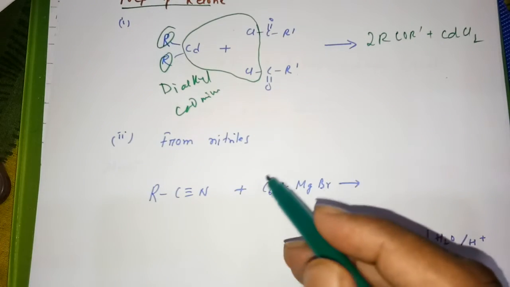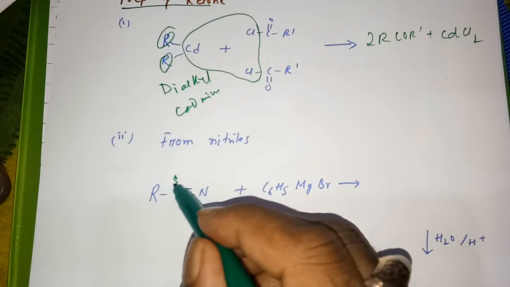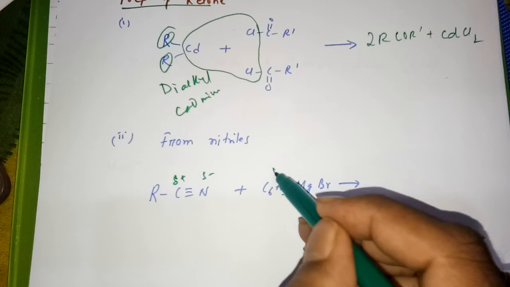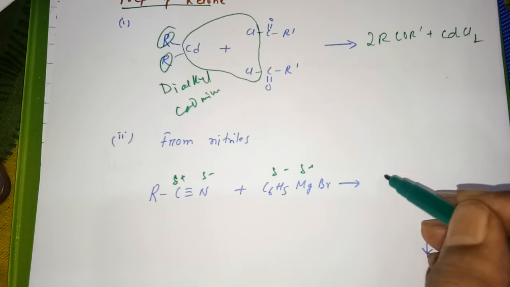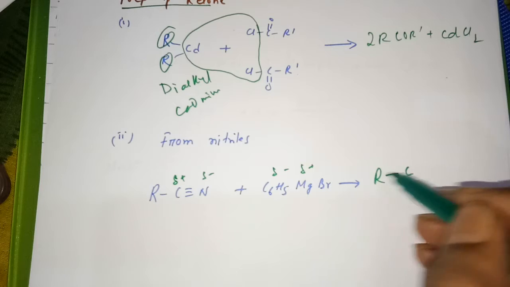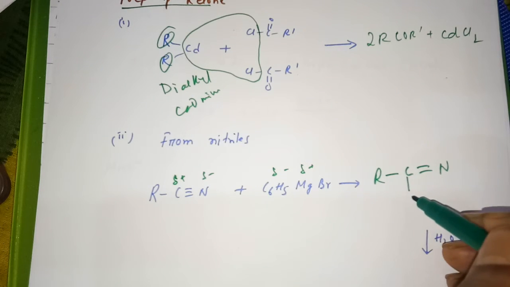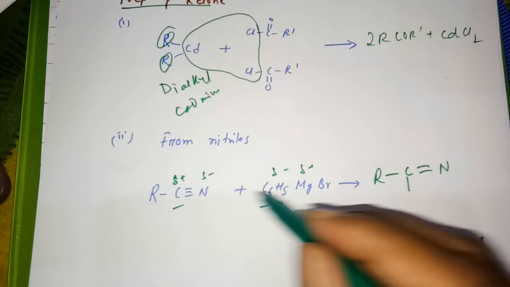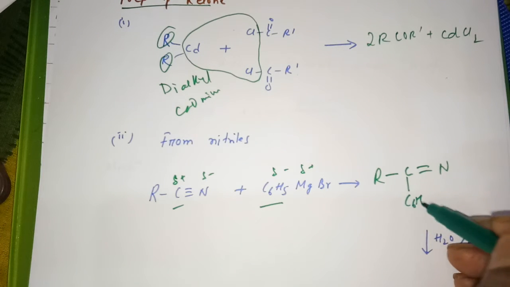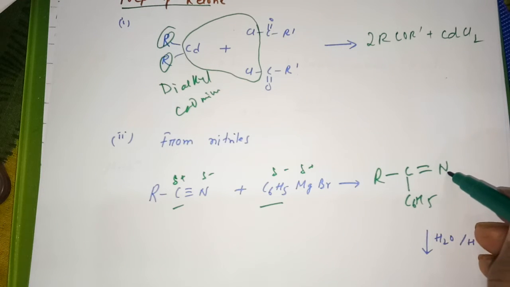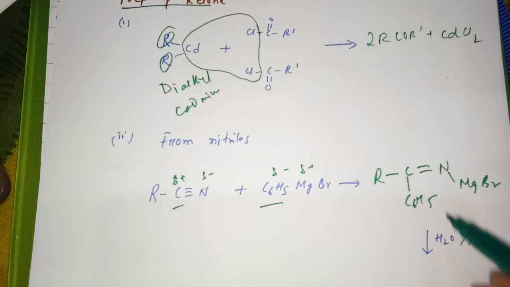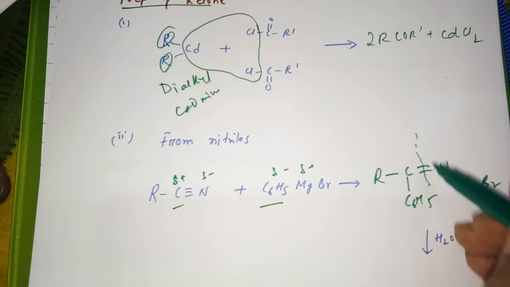From nitriles also you can prepare ketones. This is delta plus, this is delta minus. The triple bond becomes a double bond, and the negative part will attach to the positive carbon. This is C6H6. On nitrogen we have MgBr. If you do hydrolysis, then these two bonds break.